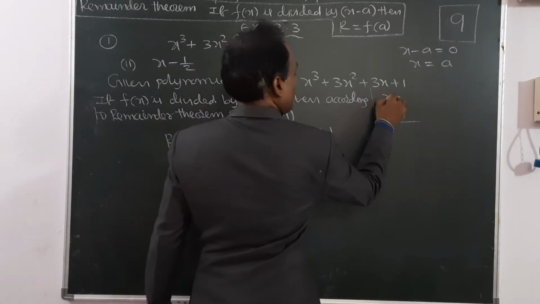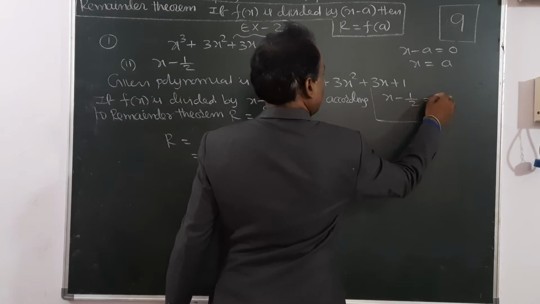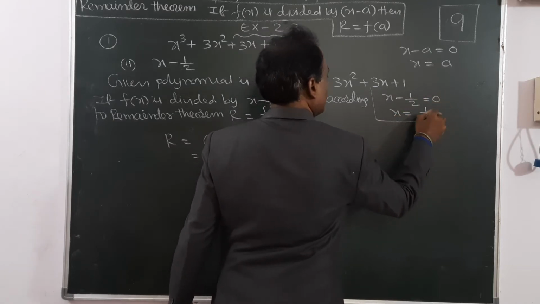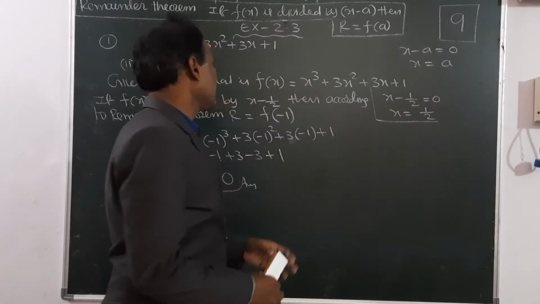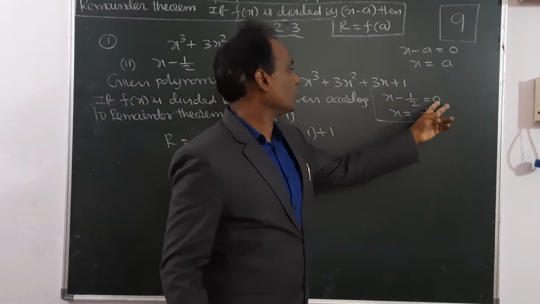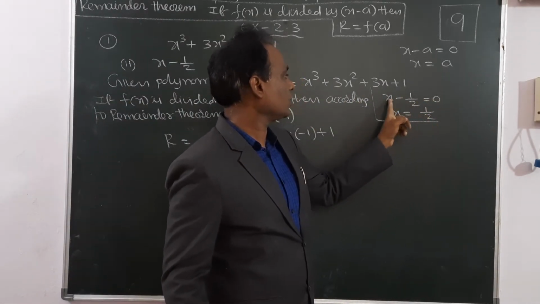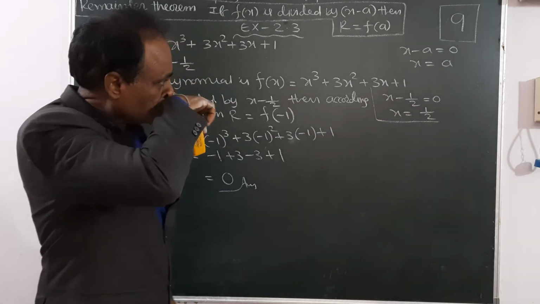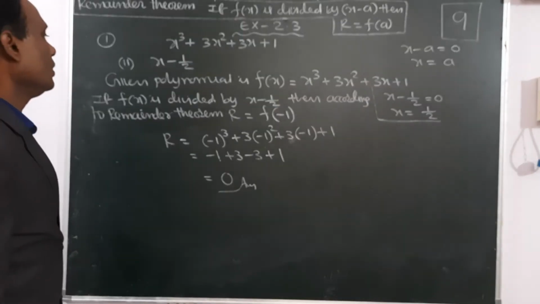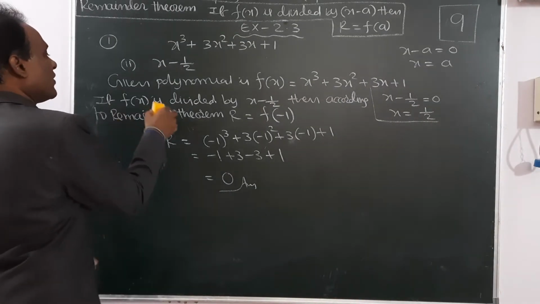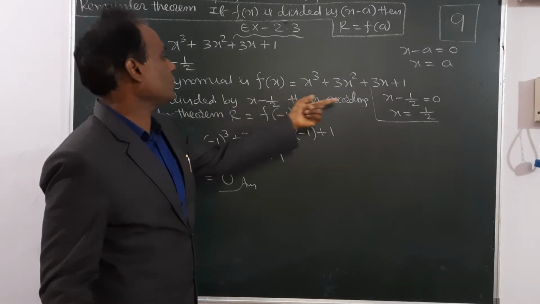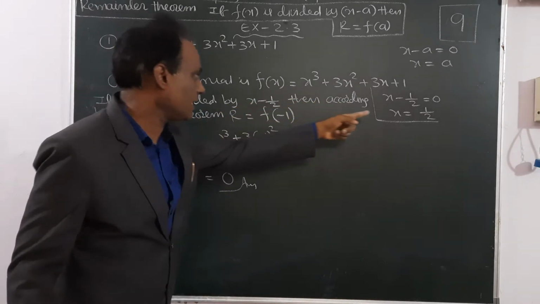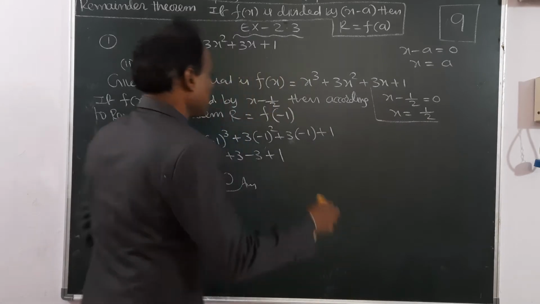x minus 1 by 2 should be 0. x is equal to 1 by 2. x minus 1 by 2 is equal to 0, minus 1 by 2 to that side becomes plus 1 by 2, so x is equal to 1 by 2. So according to the remainder theorem, if f of x is divided by x minus 1 by 2, the x value is how much? 1 by 2.